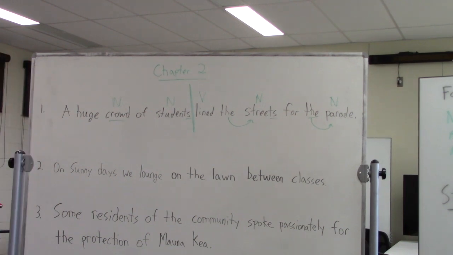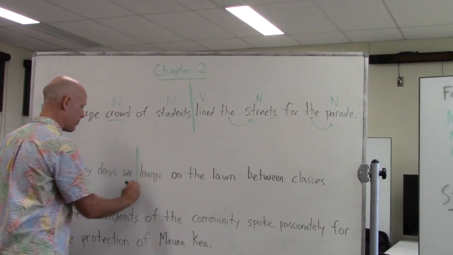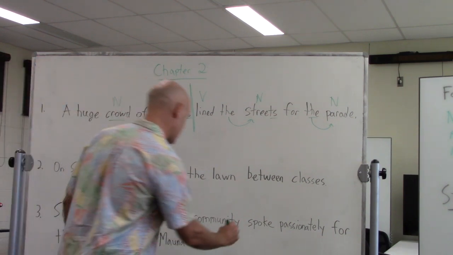Where would you separate the subject and the predicate in sentence number 2, Kenny? We. All right. Because that's your verb. What about number 3? Some residents of the community spoke passionately for the protection of Mauna Kea. At spoke. Spoke. Right here, okay?